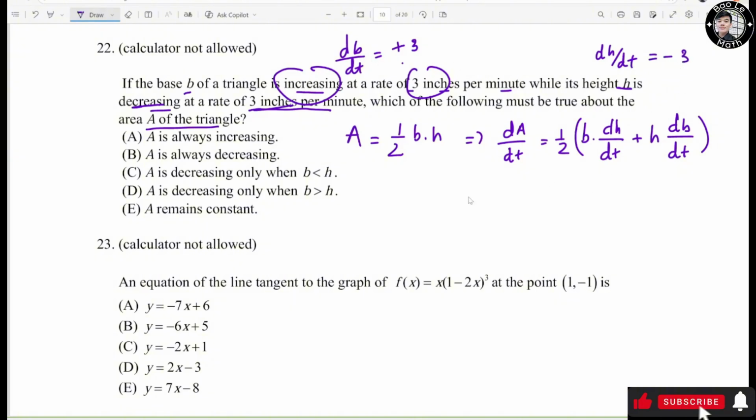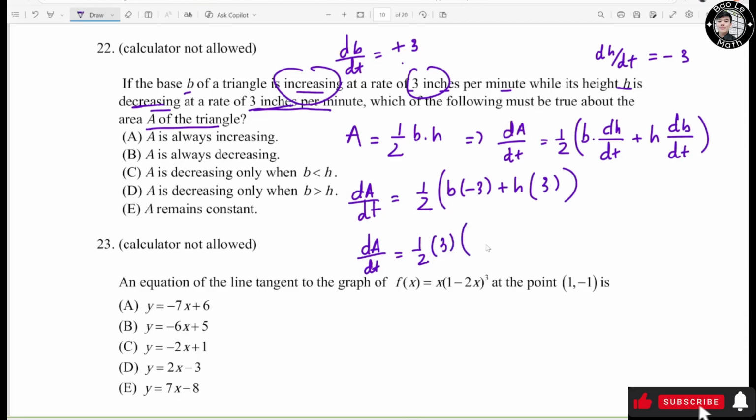Substitute these two over here. So we have dA over dt equals 1/2 times b times dh over dt, which is -3, plus h times db over dt, which is 3. So we have dA over dt equals 1/2. Now we're going to factor 3 out. So we have 3 times h minus b.